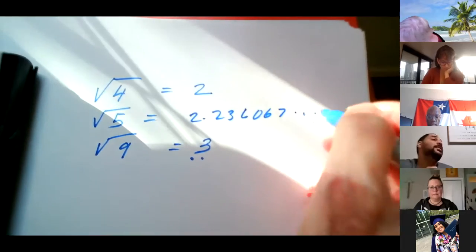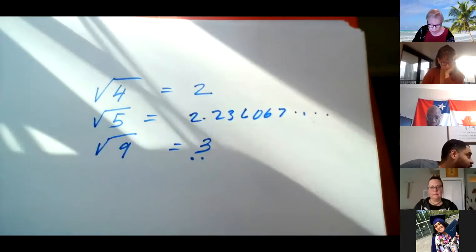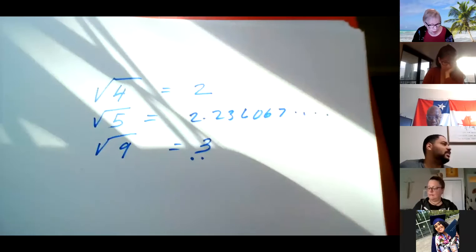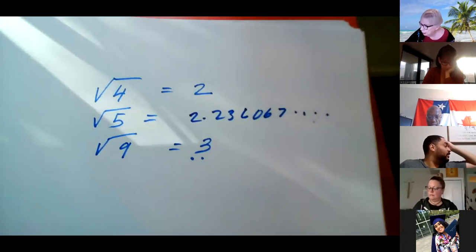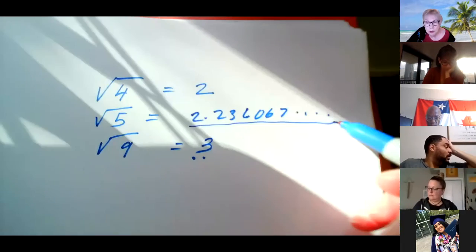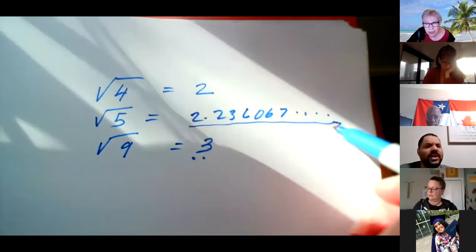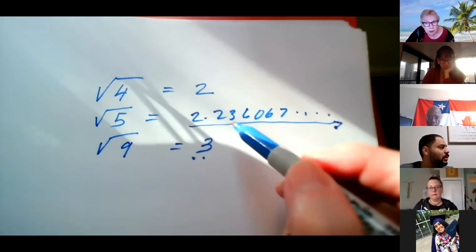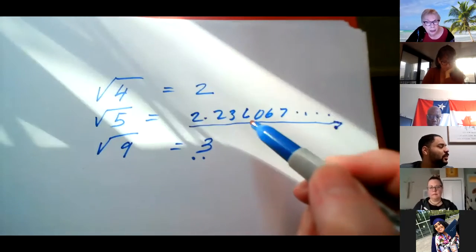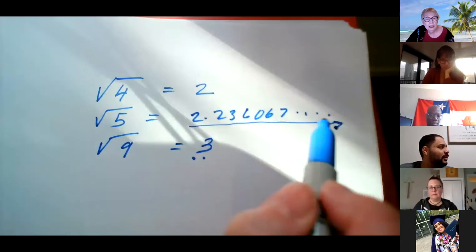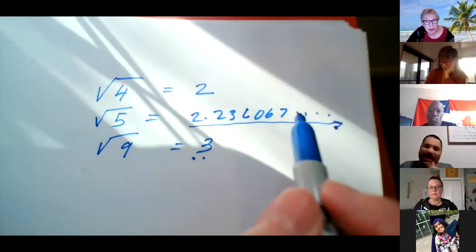2.2360, blah, blah. And so when the answer does not come out a perfect square, this number goes forever. It never stops. And so what you have to do is, well, how much do I need? Do I need a couple, 2 decimal places? Do I need it rounded to 3 decimal places? Whatever, and I just use that number.